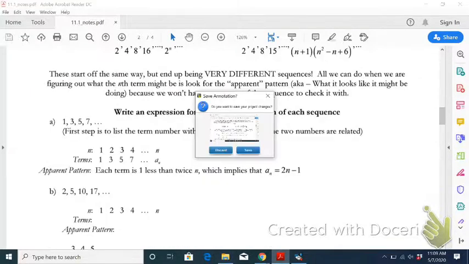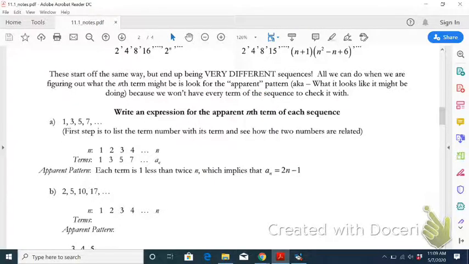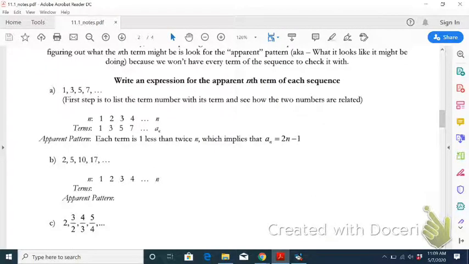Okay, so write an expression for the apparent nth term of the sequence. So we see it's the odd numbers, all right, 1, 3, 5, 7. And so one thing that helps is to make a table. So I make n like 1, 2, 3, 4, and then the terms are 1, 3, 5, and 7, and then kind of look for a relationship between n and the terms.